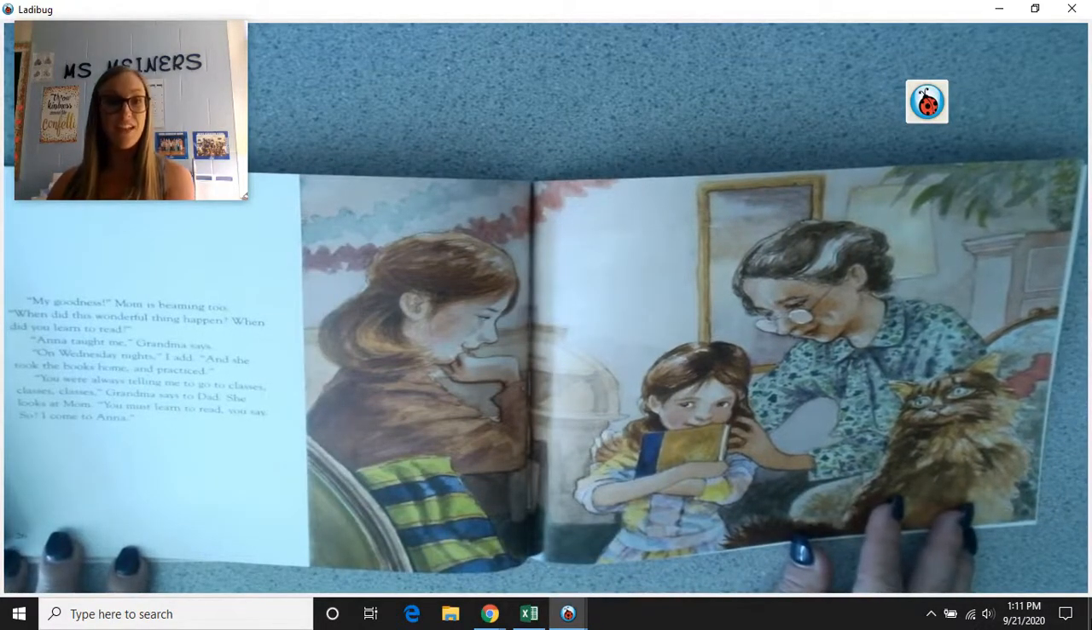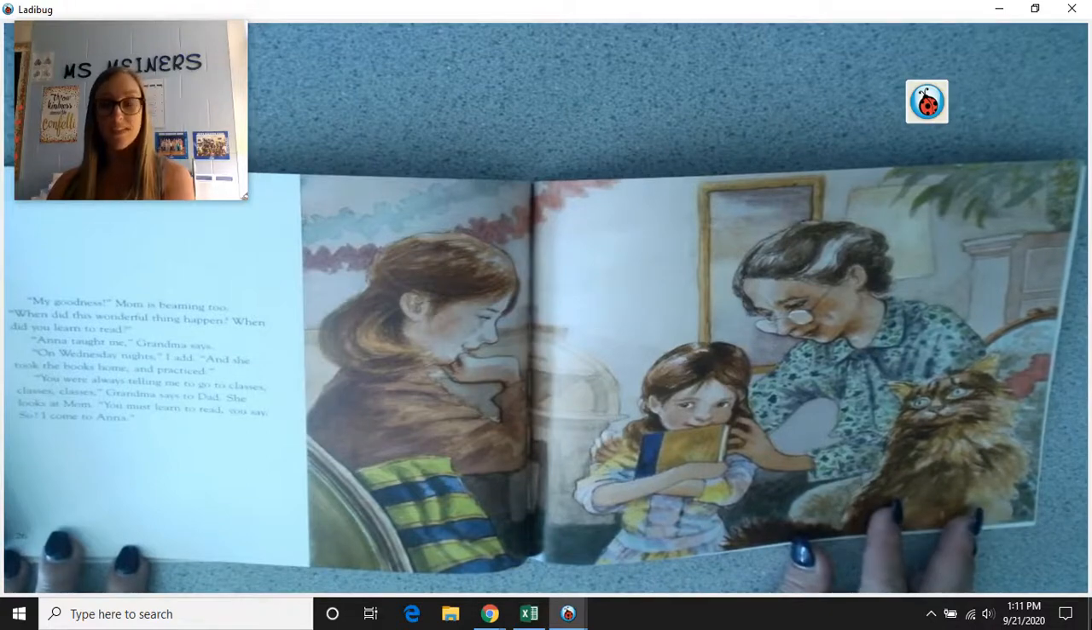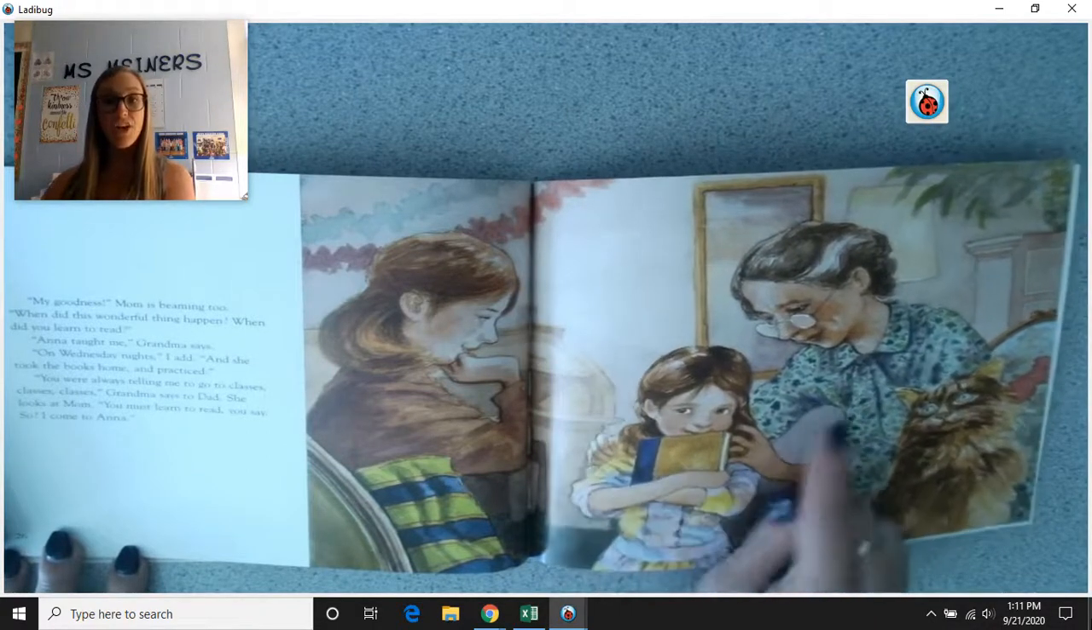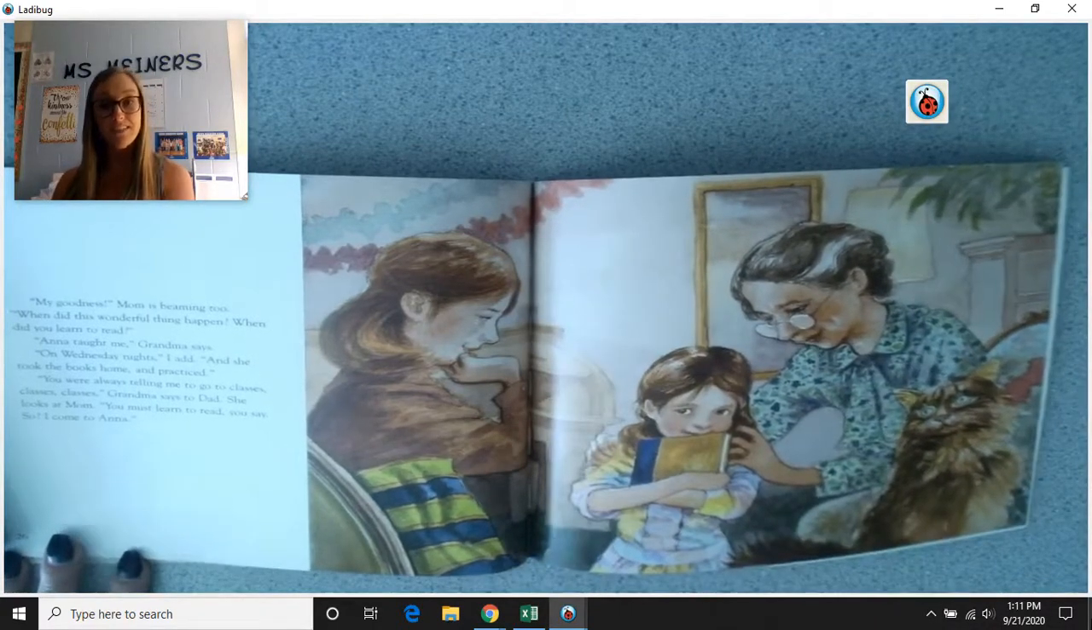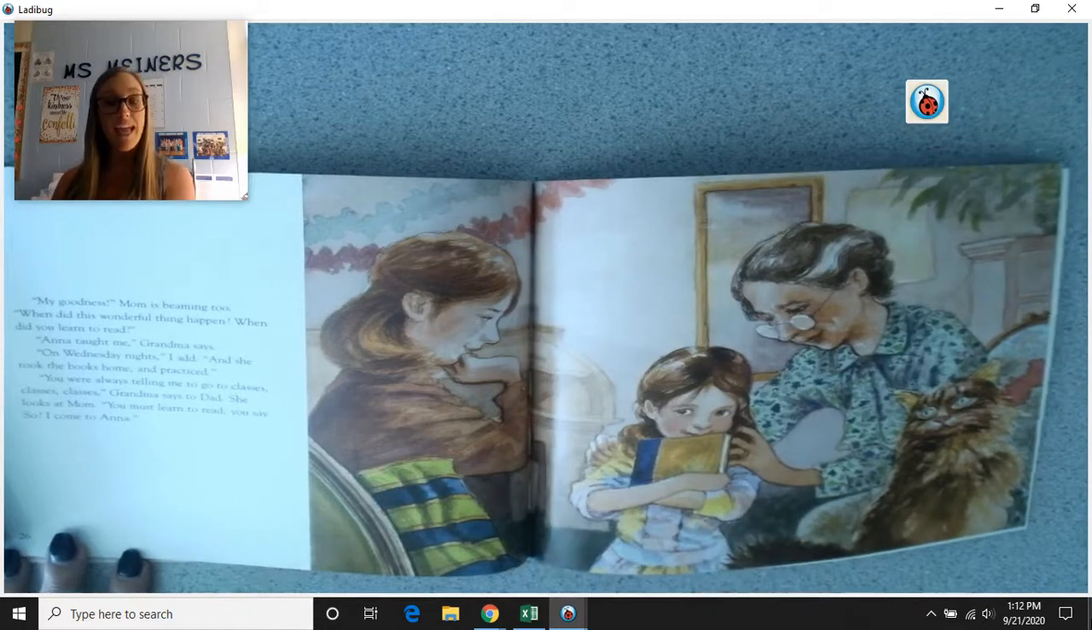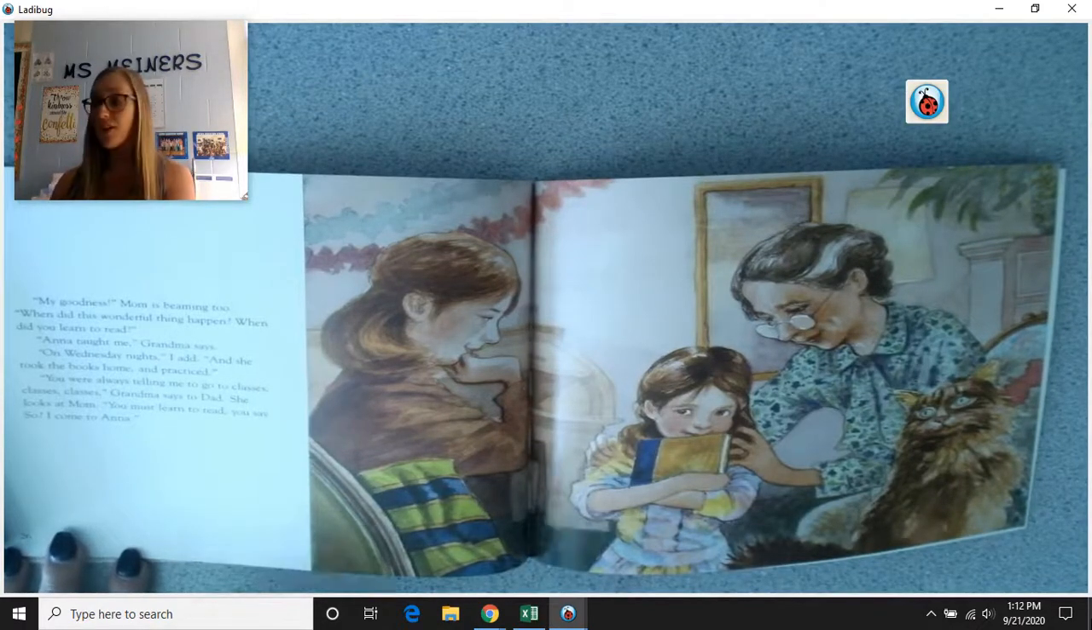So if you haven't figured it out by now, the surprise was that Anna taught her grandma how to read. So Anna's grandma could not read. And as a surprise, Anna and Grandma have been working every Wednesday night to practice reading so that for Dad's birthday, Grandma would read a book.